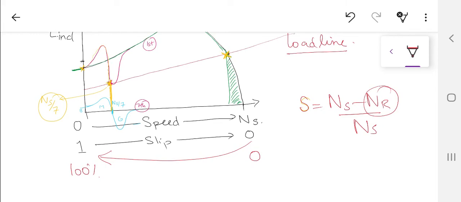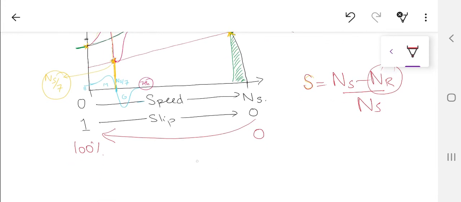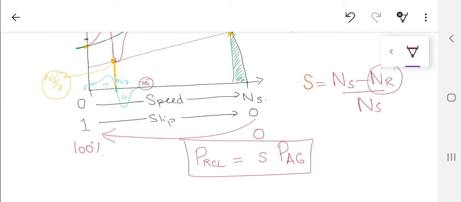The second problem: if you remember from your machines course, the rotor copper losses were equal to S times your P air gap. This is very, very important. What was air gap power? Air gap power was that power which was traveling from the stator towards the rotor, and a part of that air gap power was converted into rotor copper losses, and the remaining went into mechanical power.